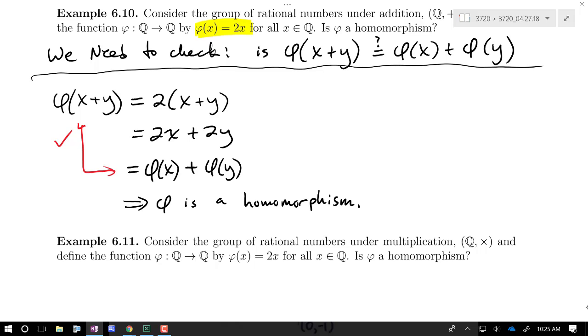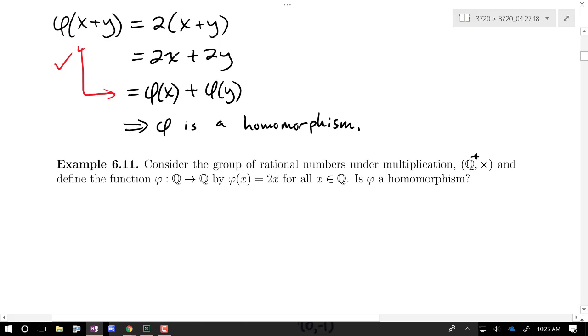All right, so now what we're going to do is change this just slightly. The function's the same. Phi of x is 2x. But now we're going to consider the rational numbers under multiplication. And I guess I should probably change this to just the positive rationals, because we know that 0 does not have an inverse. So if we want to be precise here.